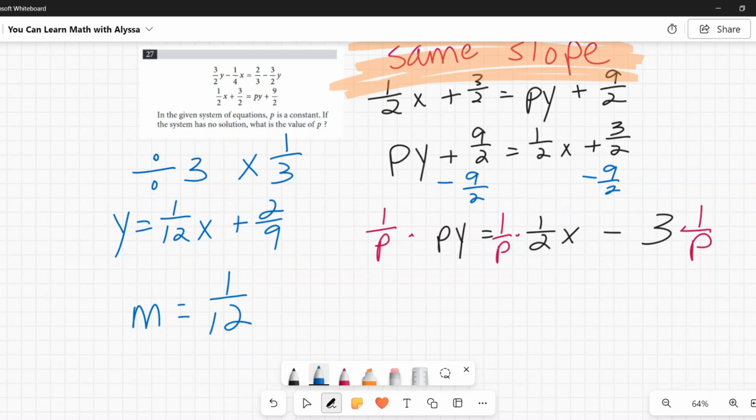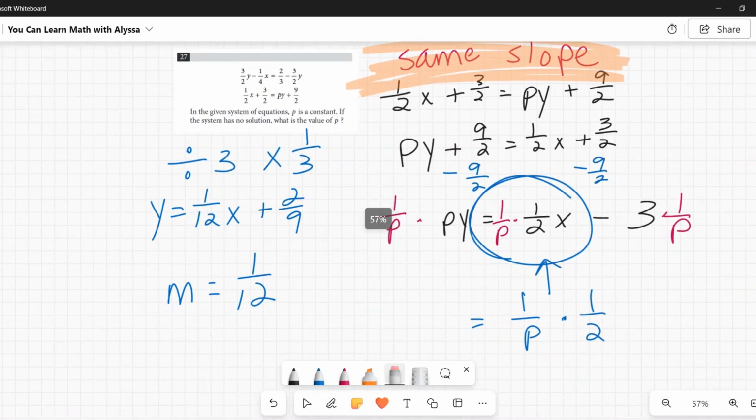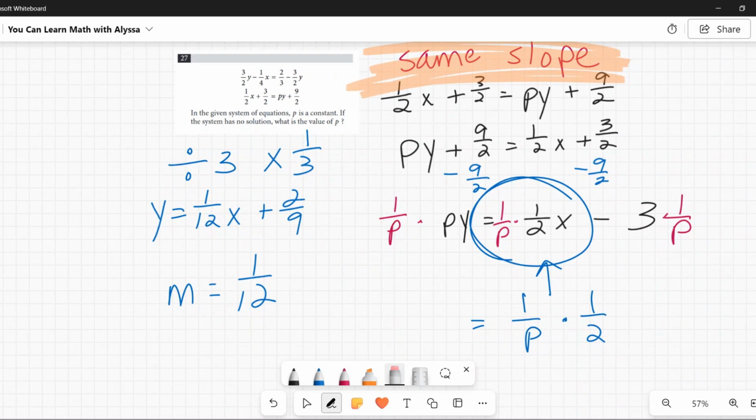So whatever p is, to divide by p or multiply by 1 over p, same thing. I'm going to just zero in on this right here. What's happening? I'm going to have 1 over p, and it's going to be multiplied by 1/2 x, and that slope has got to get to 1/12. What number would go here to get to, forget about the x there for a second, just look at those two. 1 over p times 1/2. What's to get to 1/12?